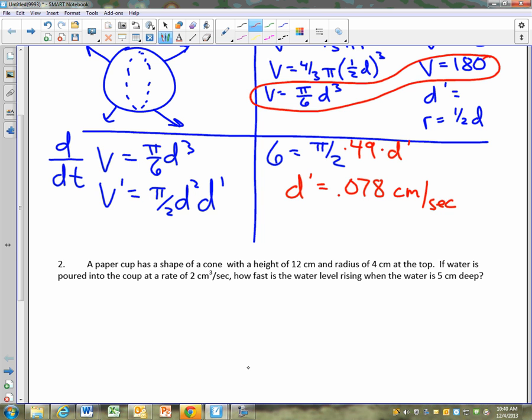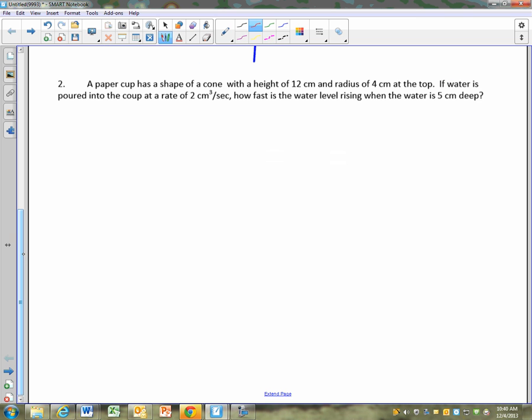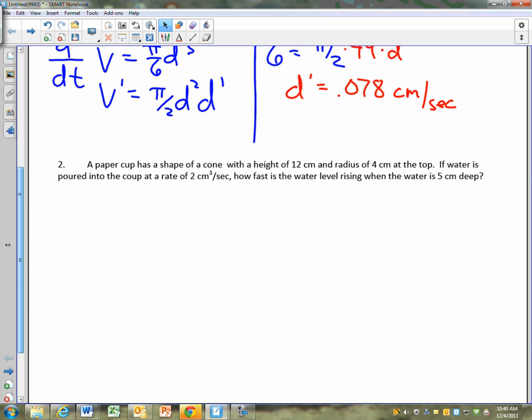Okay, let's try one a little bit more difficult. This is another review problem. What's the answer if you leave it with pi? 12 over 49 pi.